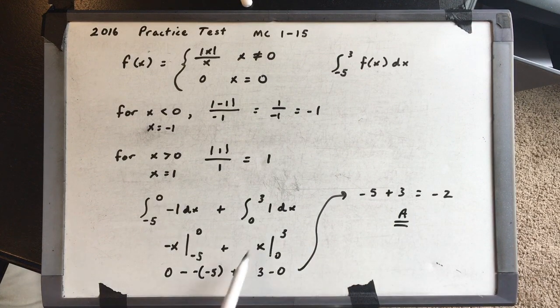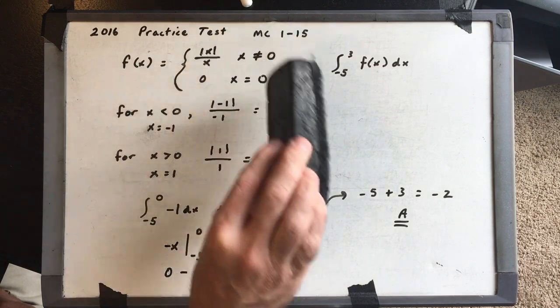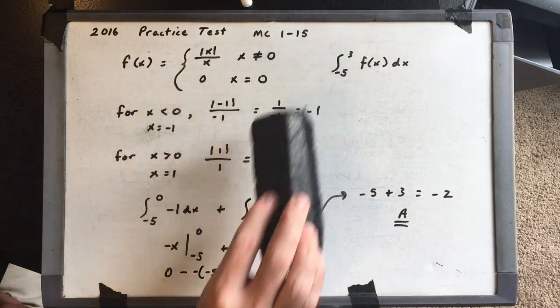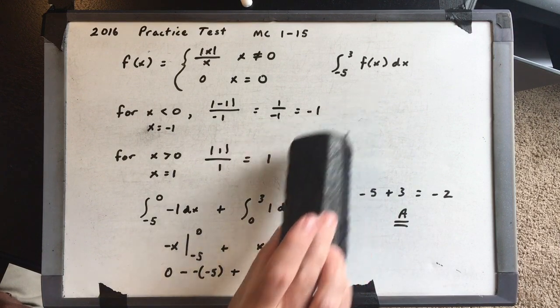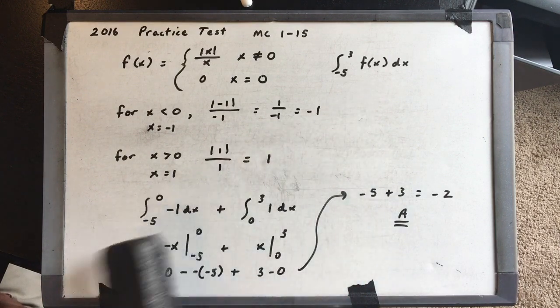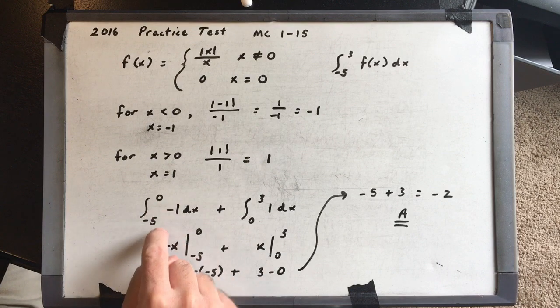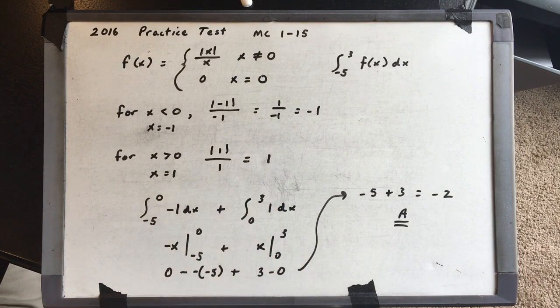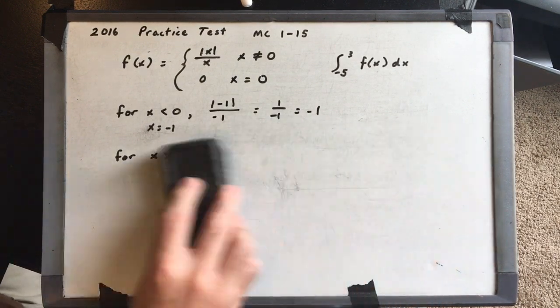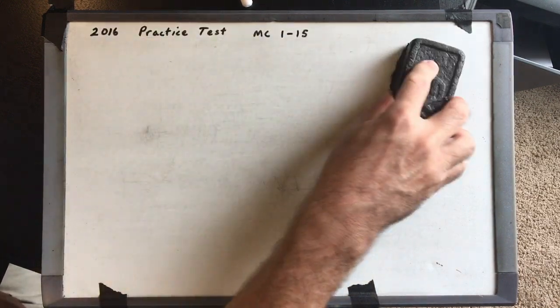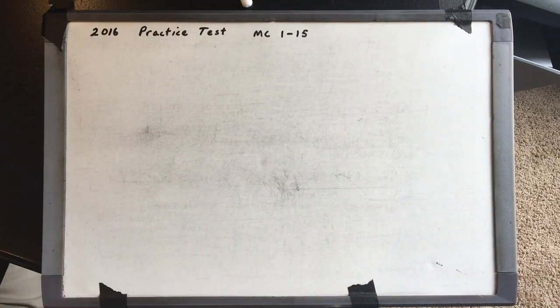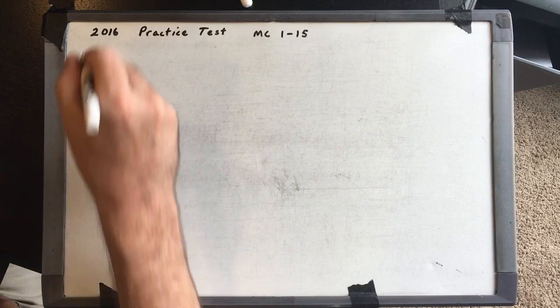So maybe back up and watch this one again if you need to, but it's not that hard if you figure out, the integration part is really easy. It's just, okay, I've got to figure out what the function is when it's negative and what it is when it's positive. When it's negative, it's -1. When it's positive, it's 1. And then we just have to evaluate the negative part and the positive part. Okay, that was number 9, that last one.